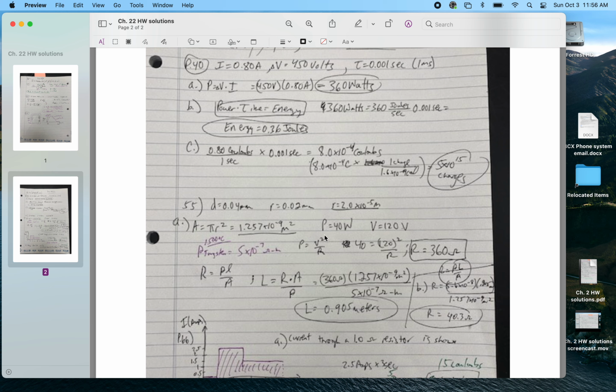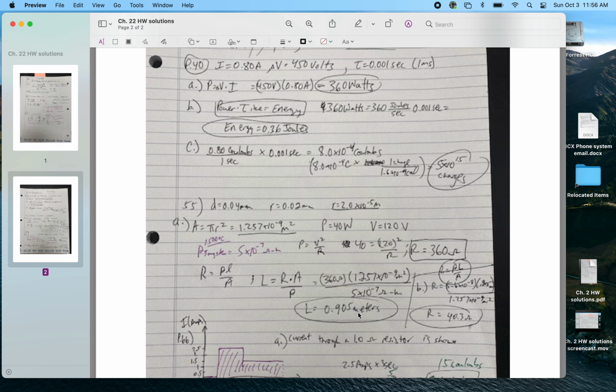I calculated the area up here. It gave me the power, gave me the voltage, so I can use one of several ways to find the resistance of the wire. That wire was 360 ohms of resistance. So then I rearranged to solve for length, much as I did in an earlier problem. Resistance times area divided by resistivity gives me about 0.905 meters.